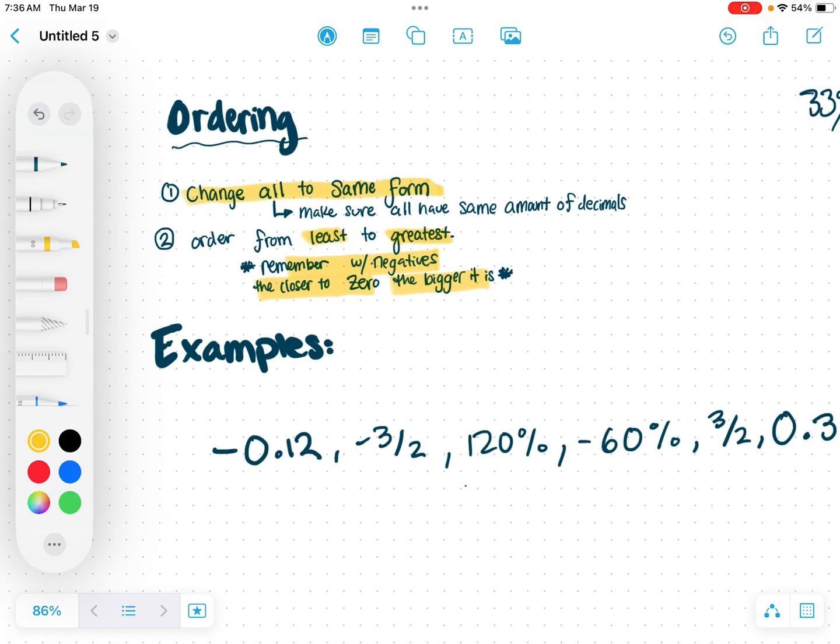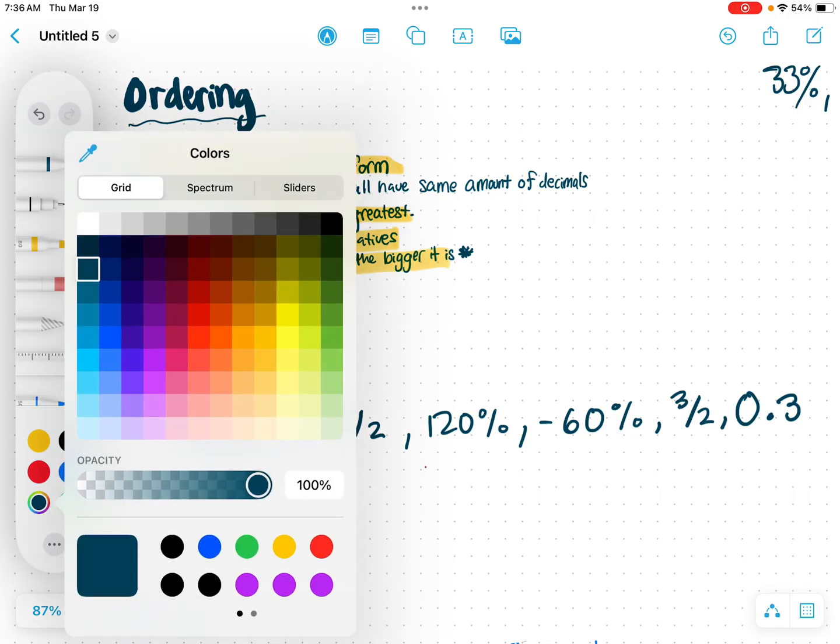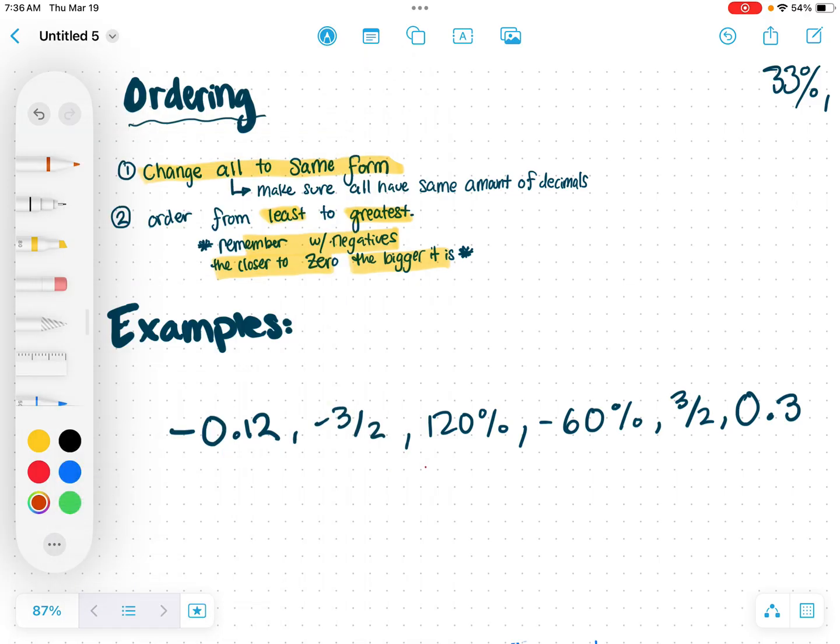So we're going to go ahead and just try this example right here. Notice that we have some fractions, some decimals, some percents. Again, your best choice is to change them all into the same form. Change them all to decimals, change them all into percents, whatever you want. Okay? So right here we have negative 0.12. I'm going to change all of these into percents.